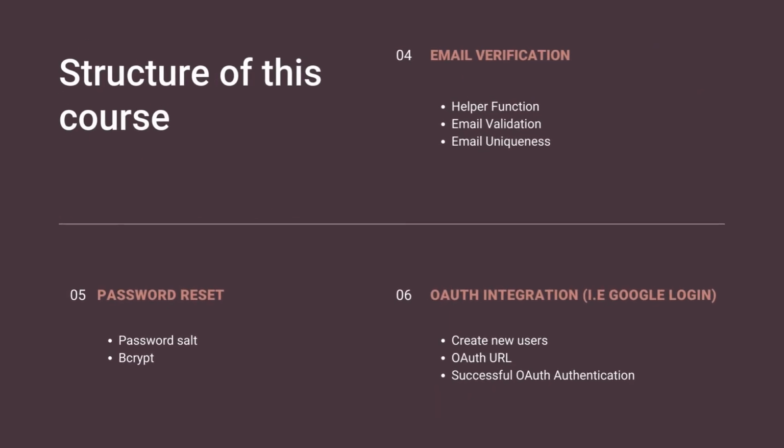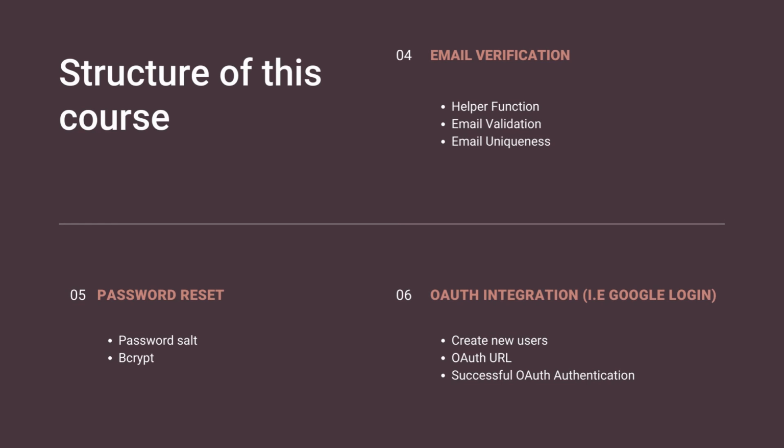The fourth section involves email verification. We look into helper functions, email validation, email uniqueness. The fifth section involves password reset. And this section will talk about password salt using Bigquery's JavaScript library.